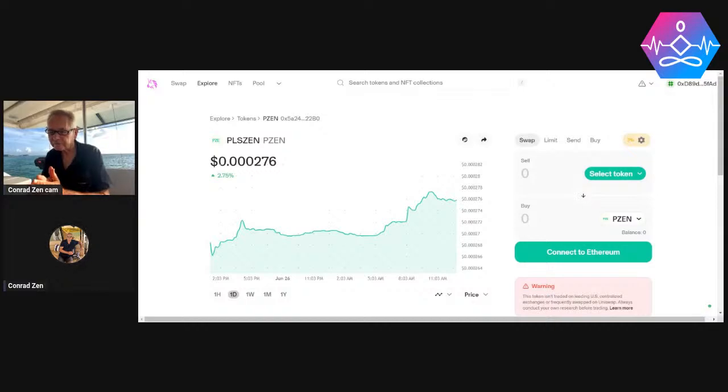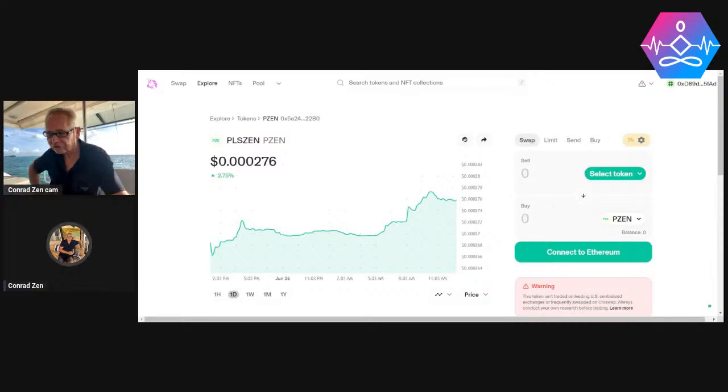Pulse Zen price on the Ethereum chain right now is 0.0002. Now, the Pulse chain price for Pulse Zen is 0.006 or roundabout. That is a bit of a difference. How can you take advantage of that?